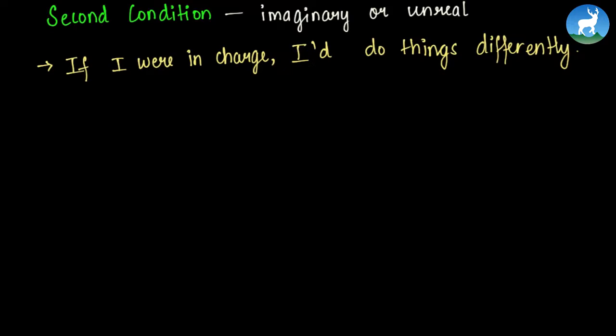Now next we will go through the structures that we will be using to form these sentences. We have already understood the zero condition, first condition and second condition. Now we will go through their structures. The zero condition is always in present tense. So the structure will be if plus present form.